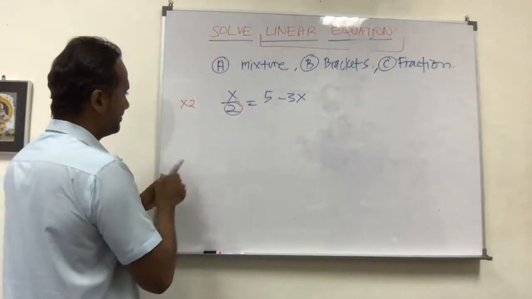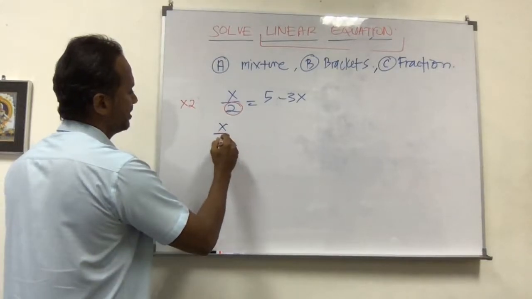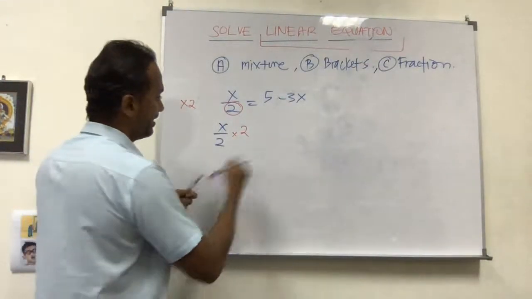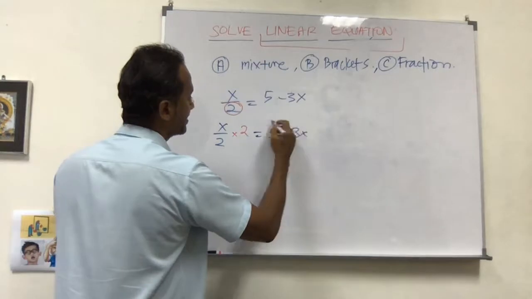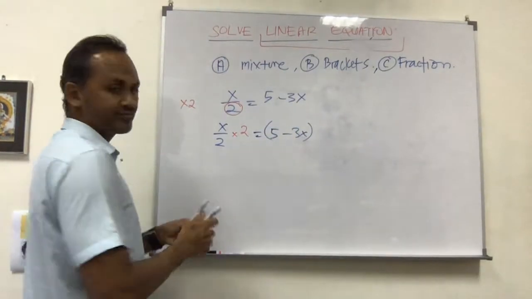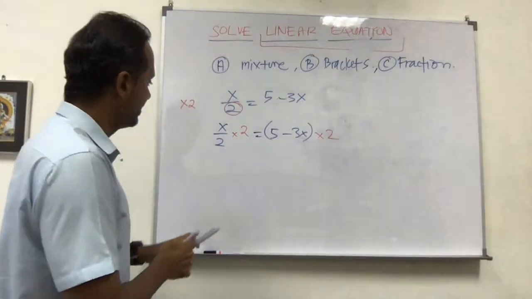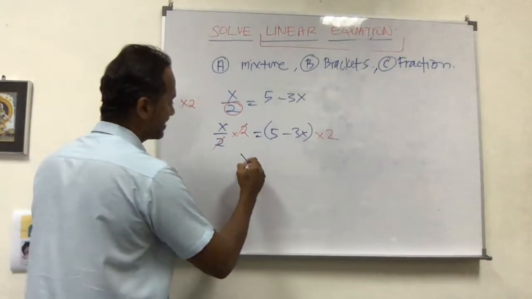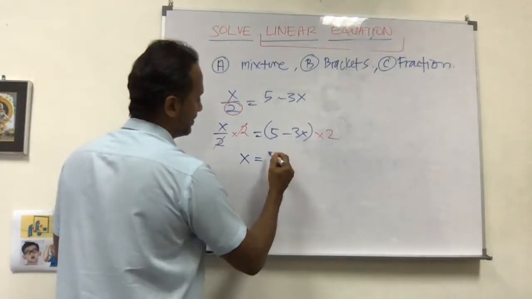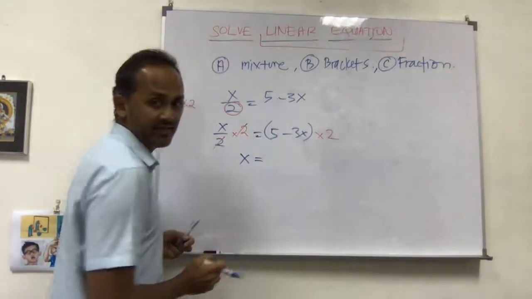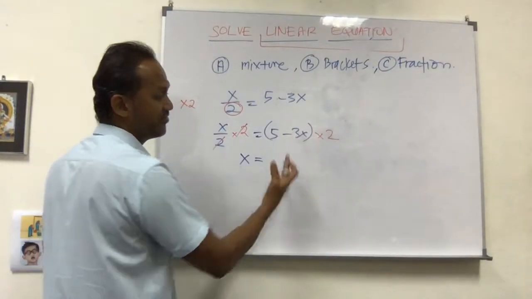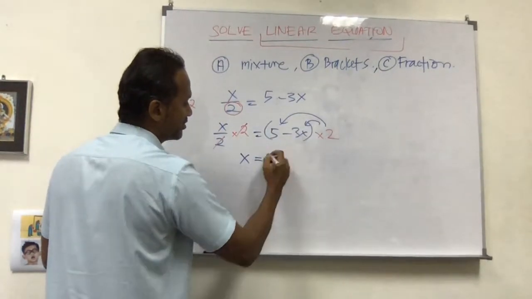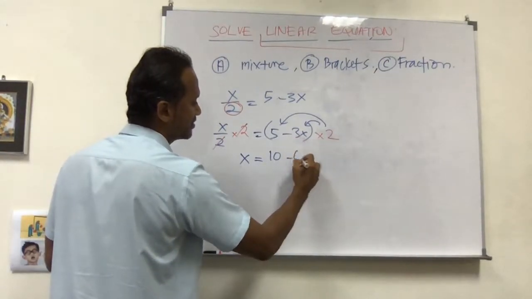So when I multiply by 2, x divided by 2 becomes x. And I have to do the same thing on my right: 5 minus 3x multiplied by 2. So these two numbers cancel each other, and we are left with x equals. So again, this goes to the bracket case, where we have to get rid of the bracket by expanding it. So 5 times 2 equals 10, and 3 times 2 equals 6x.